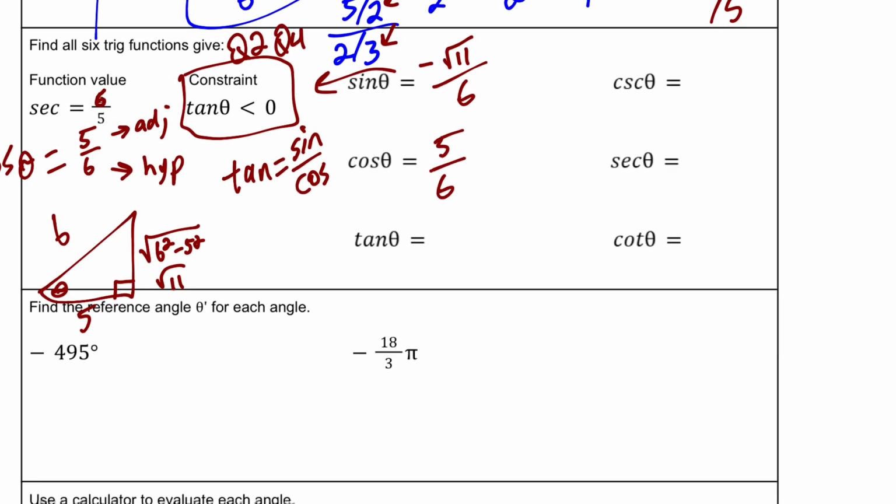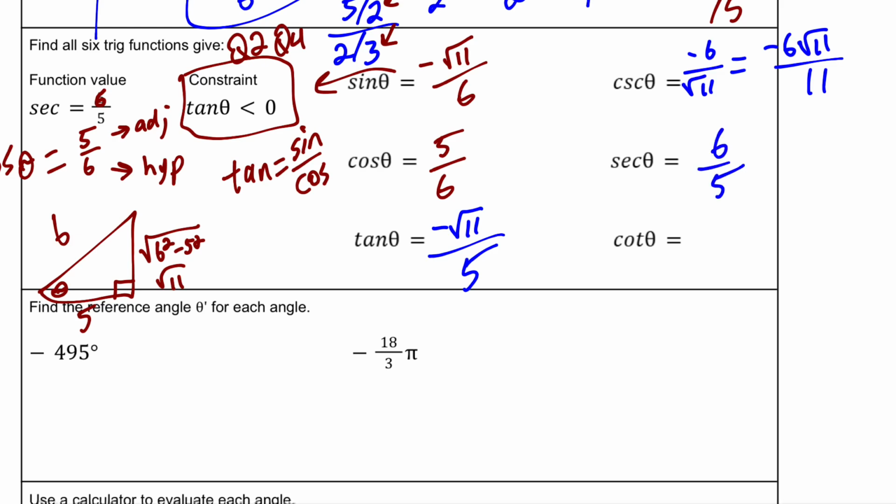So for tangent, which is opposite over adjacent, we're going to use negative root 11 over 5. And then for all of these, we'll flip it. So we have negative 6 over root 11, which we can rationalize to negative 6 root 11 over 11. For secant, we have 6 over 5. And for this one, we have negative 5 over root 11, which we can rationalize to have negative 5 root 11 over 11.